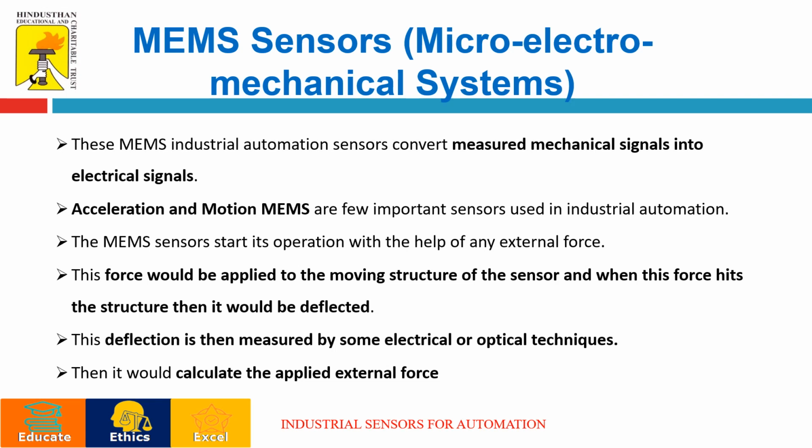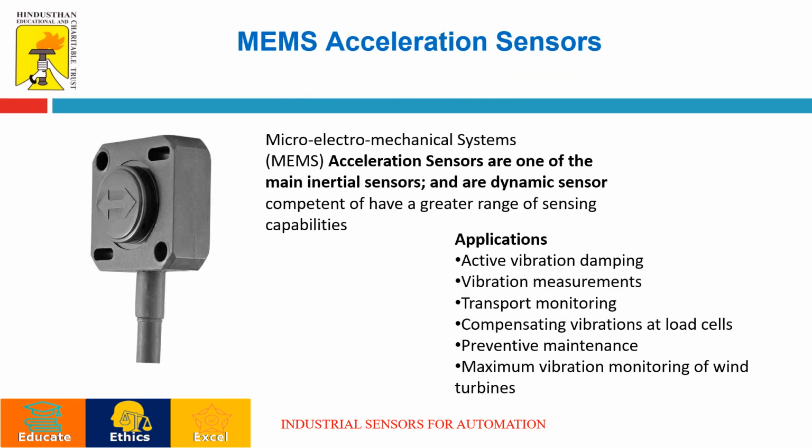Either this deflection will be measured by a resistance, or it can be viewed by using an optical source, by looking at the changes in the optical source before hitting the surface and after receiving the particular vibrations. Then it will be able to calculate the applied external force. So acceleration and motion MEMS are used for that. It's one of the main inertial sensors and also dynamic sensors, because only dynamic operation will be used for acceleration and motion type of applications.